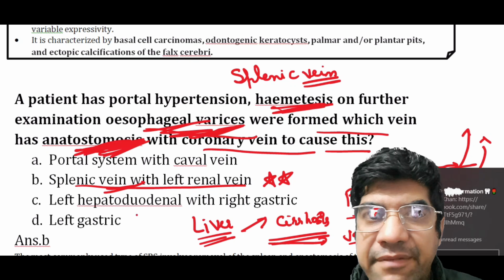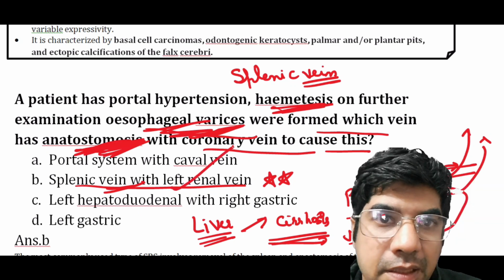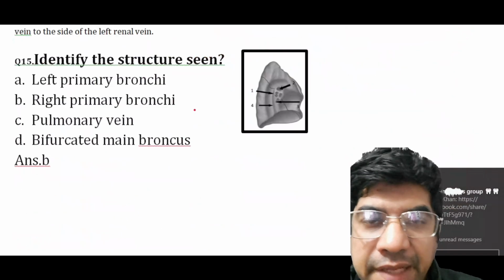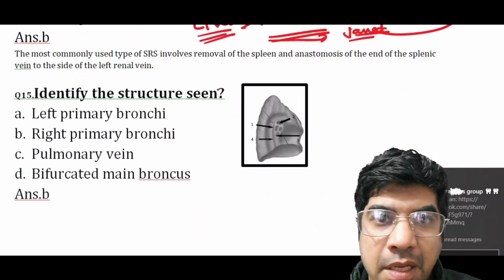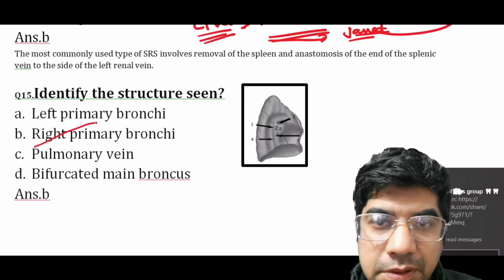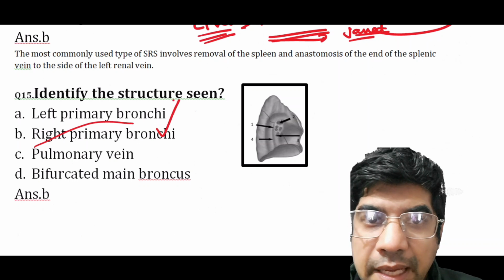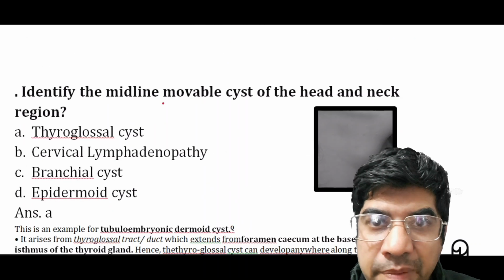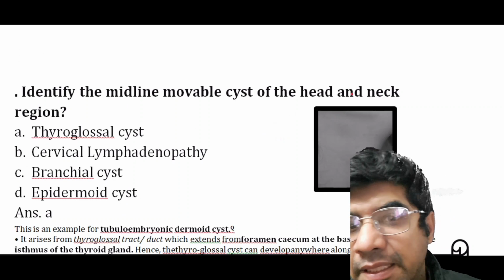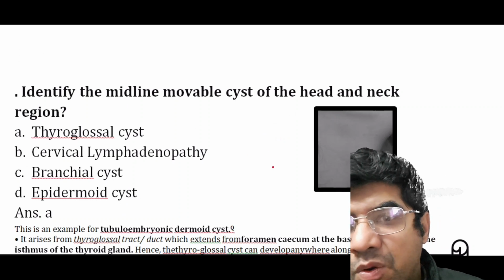So the answer is splenic vein with the left renal vein. Coming to the next question, identify the structure seen. It's the right primary bronchus. The next question, identify the midline movable cyst of the head and neck region. Well, it's the thyroglossal cyst.